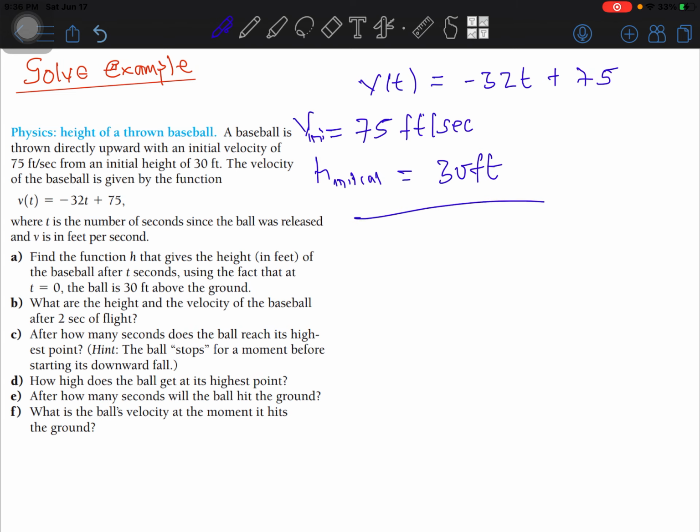So now the question A is to find the function h that gives the height in feet, where at t equal to 0 the ball is 30 feet above the ground. It means that at t equal to 0, h equal to what? 30. And when you look at the function, we have our v equal to negative 32t plus 75.